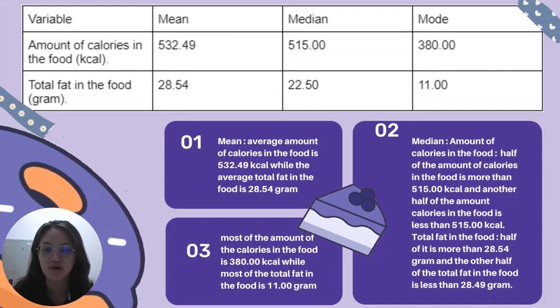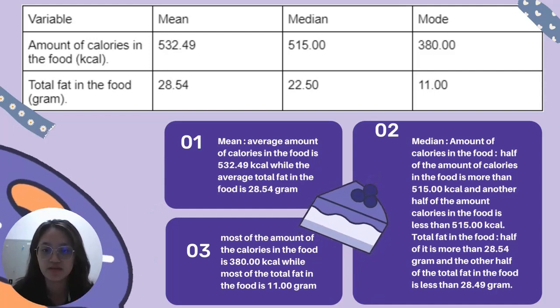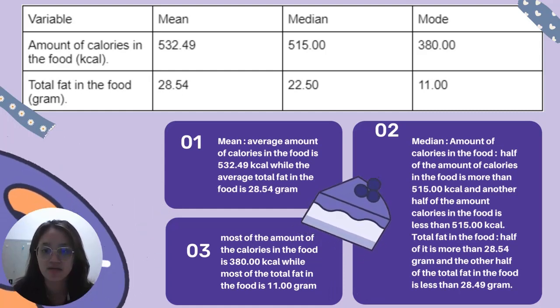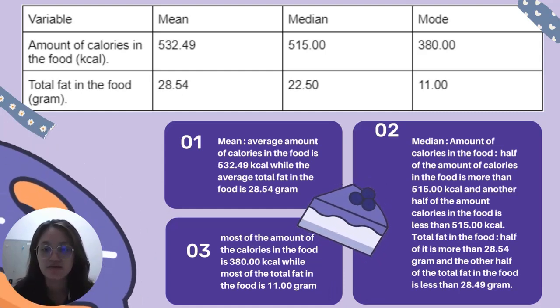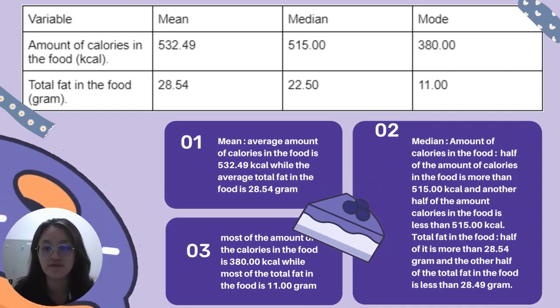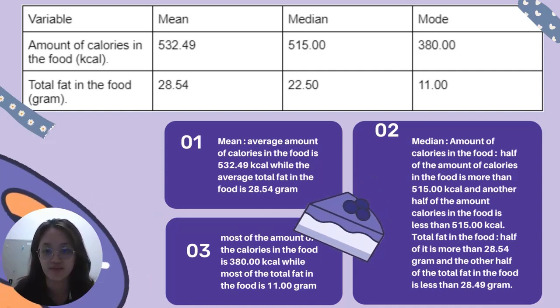Okay, I would like to continue my central tendency presentation. As shown in the summary statistic for measure of central tendency table pasted in the slide, it indicates the average amount of calories in the food is 532.49 kilocalories, while the average total fat in the food is 28.54 grams only.